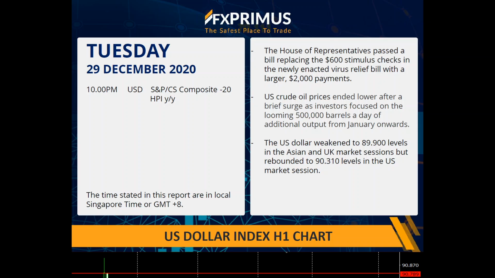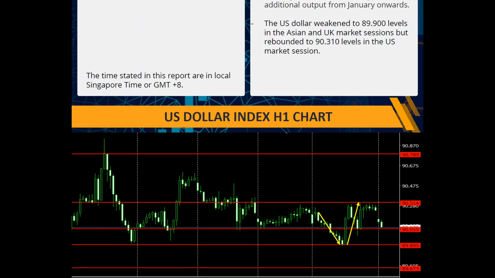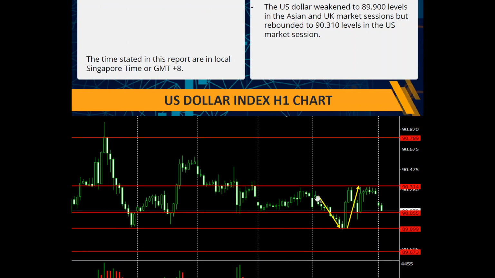And we do see the US dollar index being volatile in the morning and afternoon sessions, coming down in the Asian and UK market sessions. And then during the US market sessions, the US dollar rebounded from 89.90 levels all the way to 90.31 levels.